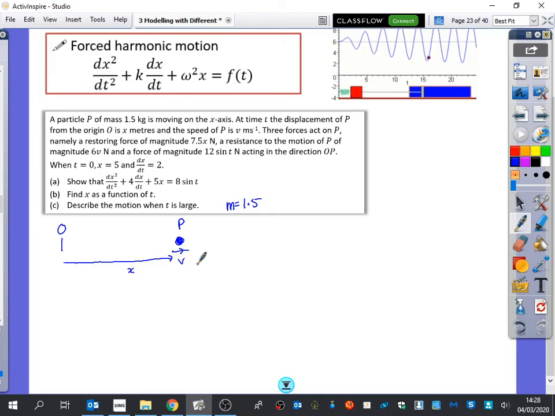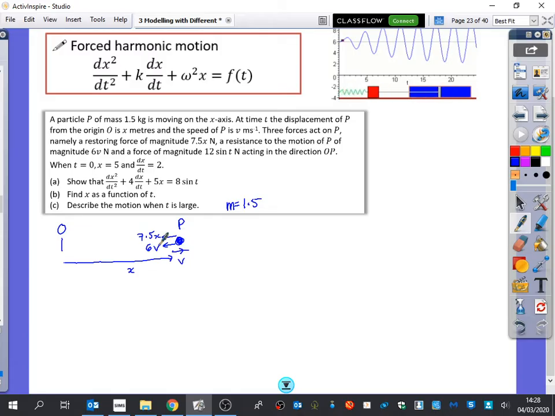3 forces act on P, namely a restoring force of magnitude 7.5x. Restoring means going back to the origin. So there's a force here of 7.5x. There is a resistance to the motion of P of magnitude 6v.